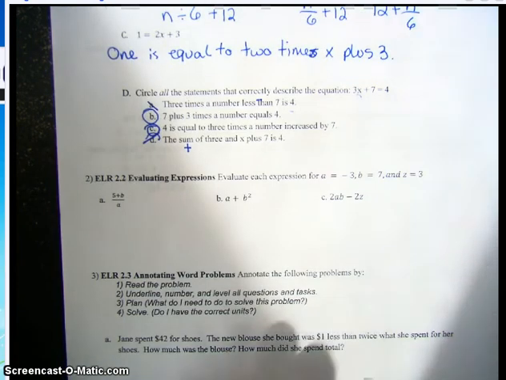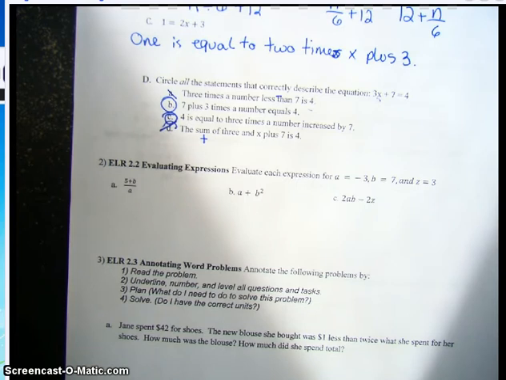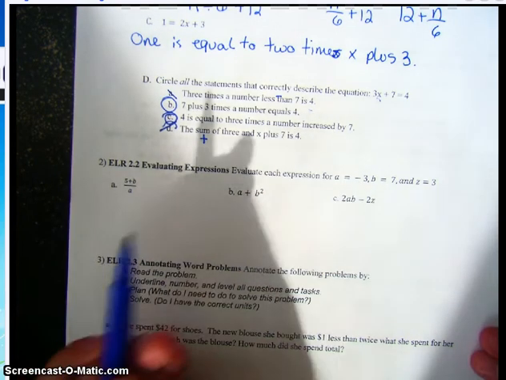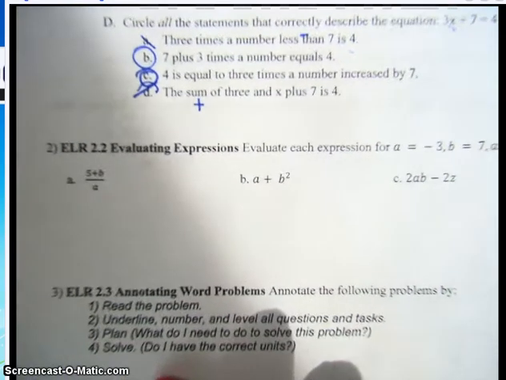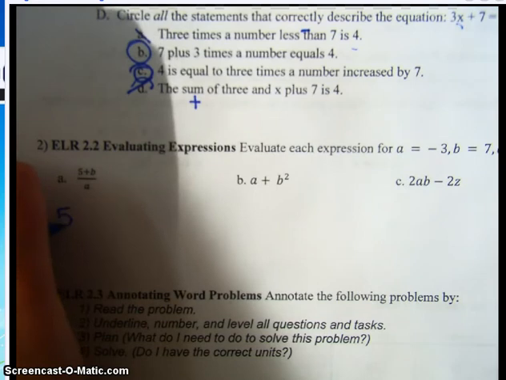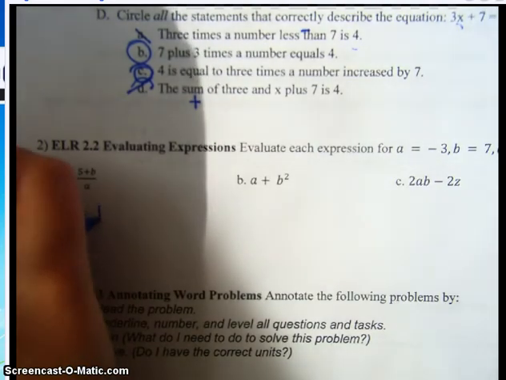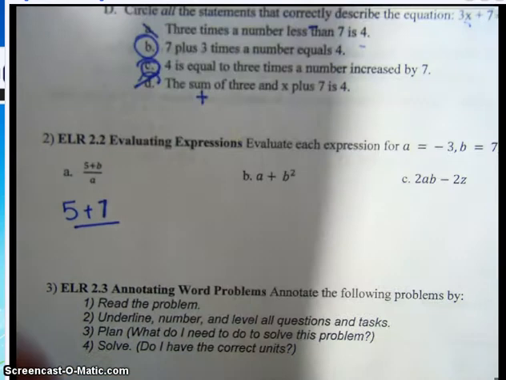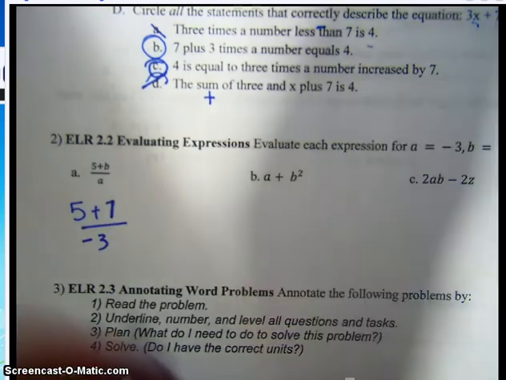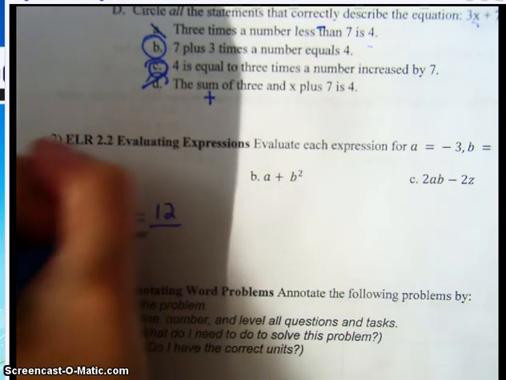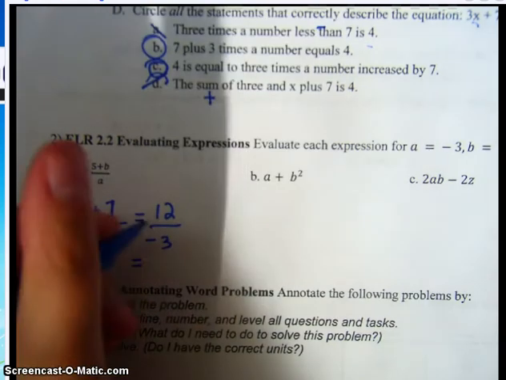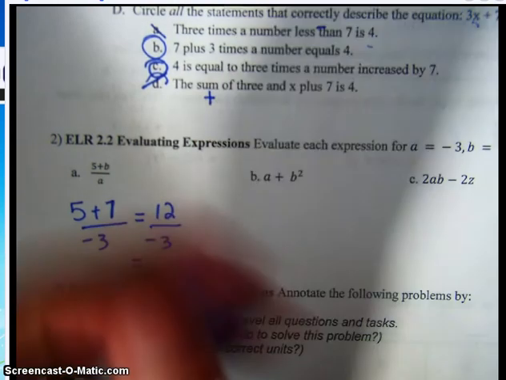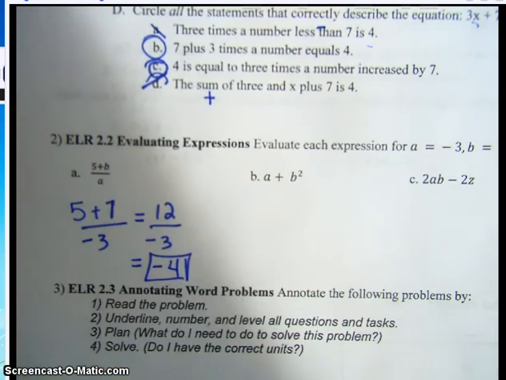Okay, 2.2 says evaluate each expression for a is equal to negative 3, b equals 7, and z equals 3. So everywhere I see an a, I'm going to put negative 3. Everywhere I see a b, I'll put 7, and z, I'll put 3. So let's start with a. So 5 plus b over a. Well, b is 7. Well, a is negative 3. Okay, 5 plus 7 is 12 over negative 3. 12 divided by 3 is 4. Positive divided by a negative is a negative. So you should have gotten a negative 4.